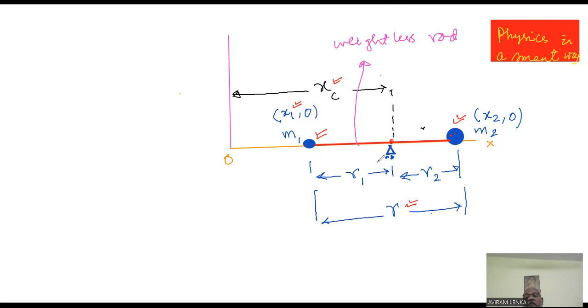And let us say the center of mass is at a distance r1 from the mass m1 and at a distance r2 from the mass m2. We know the thing will be getting disturbed. The masses are having their weights.